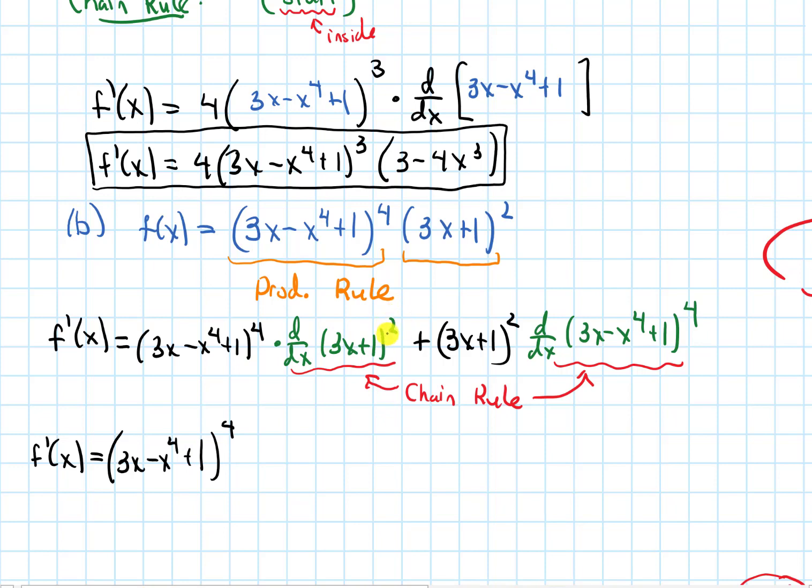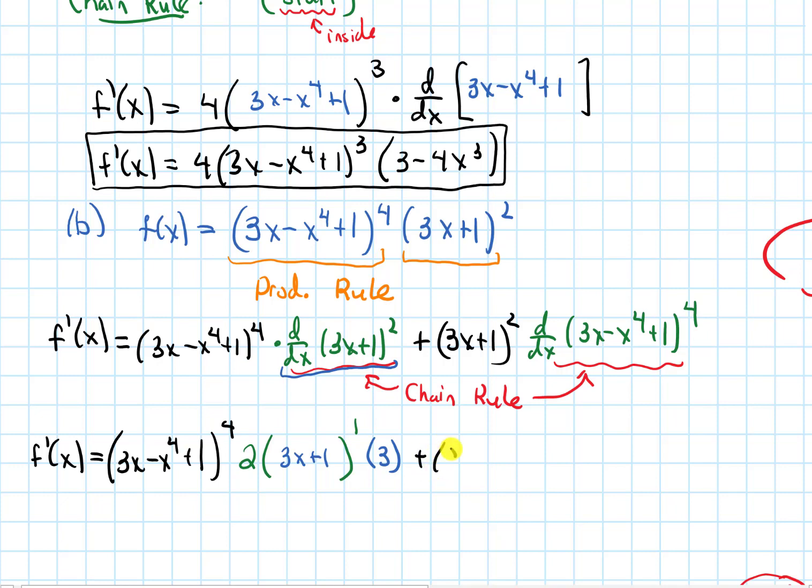That's that power. So I bring the power down, and then I subtract 1 from the power to get a 1 up there. And when I do that, I keep the inside thing the same. I keep plugging in my g of x. This is 3x plus 1. And then we multiply this by the derivative of the inside, which is 3. Okay, so we have done chain rule on this term.